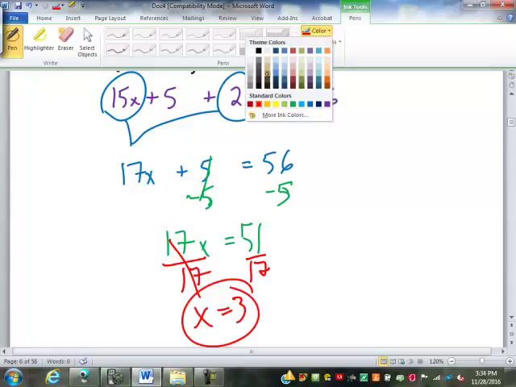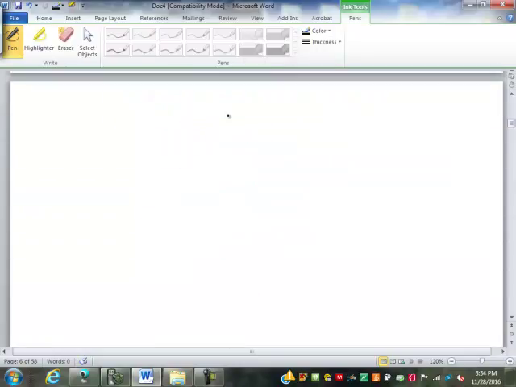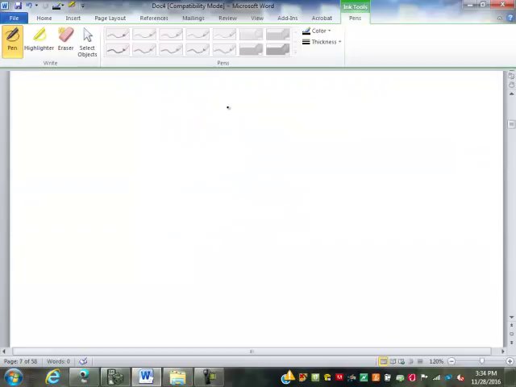As always, if we were unsure, we could put the 3 back in for x and make sure we got the same value on each side of the equation. And we will. How many of you had that one right? Good. Let's try one that's a little bit more difficult.